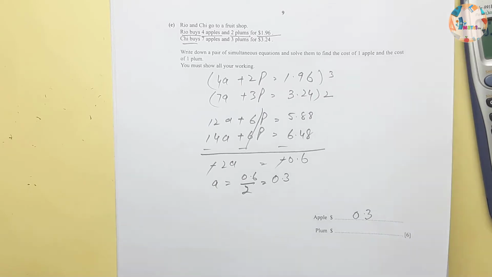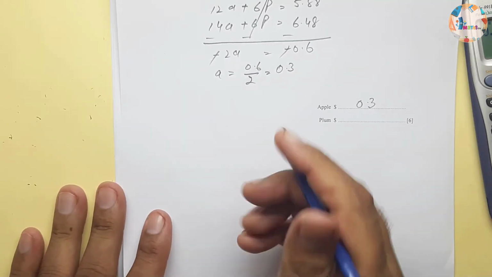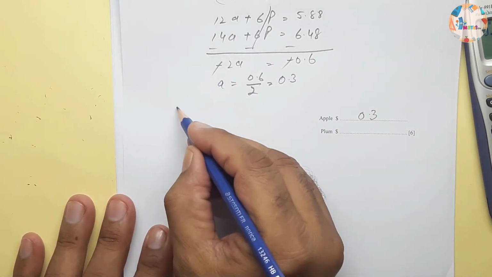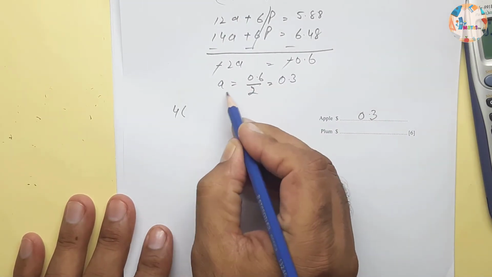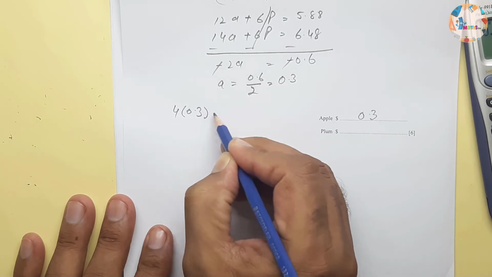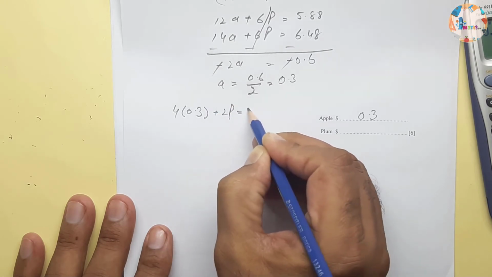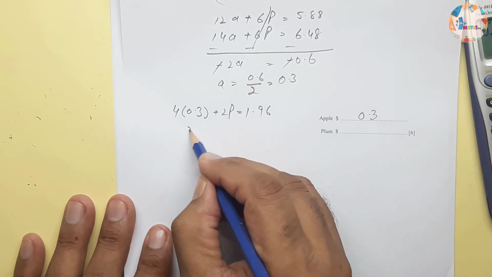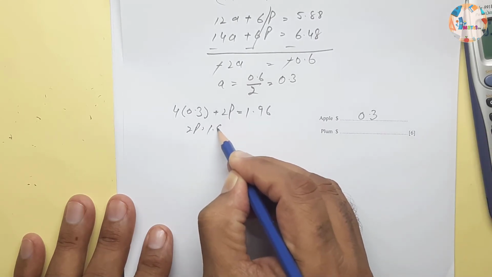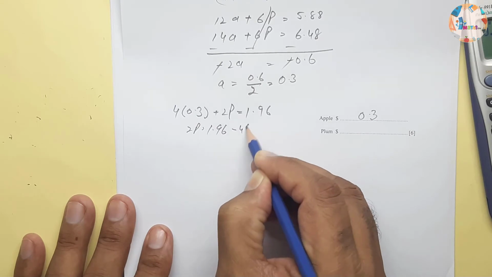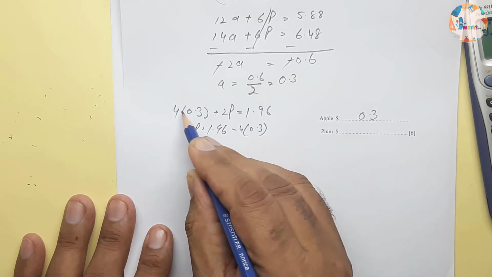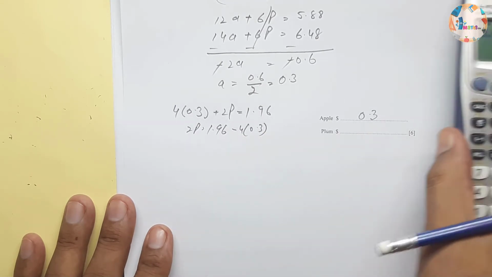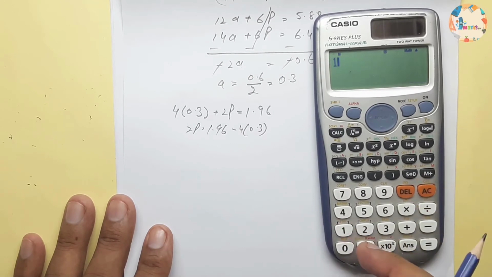And the P value we can replace in any of these two equations. So 4 into A, which is 0.3, plus 2P is equal to 1.96. So this will be 2P is equal to 1.96 minus 4 into 0.3. We have shifted this to this side. So now we can solve this.